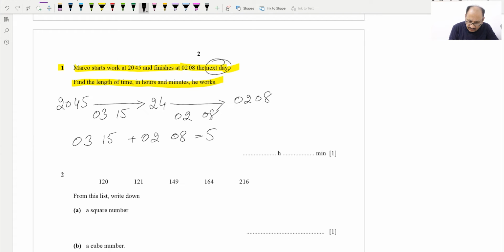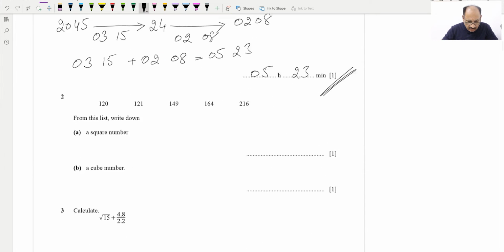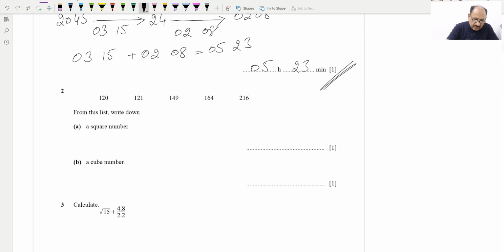So our answer will be 5:23. We can write 0, 5 hours and 23 minutes. Here also we can write 0, 5 and 23. This will be the final answer. This is a 1 mark question. It's not requiring working, but I have provided it so that you can understand everything for the next time questions.